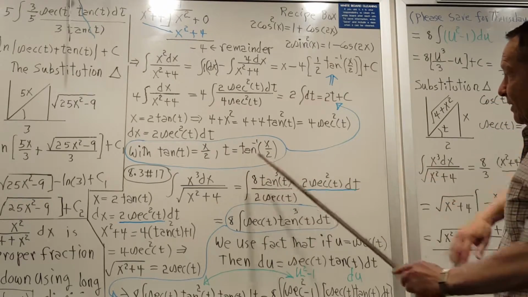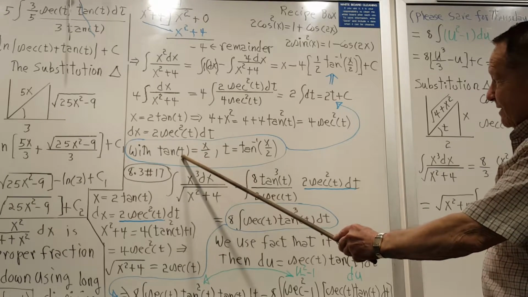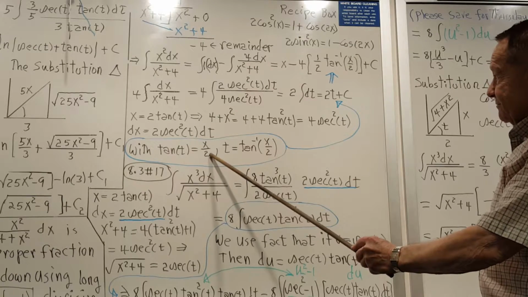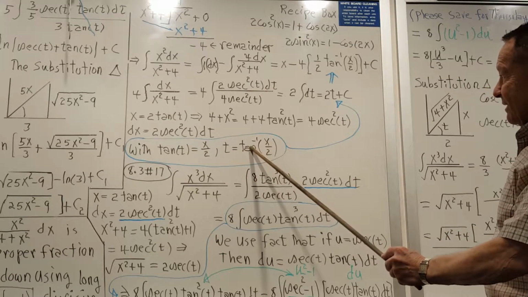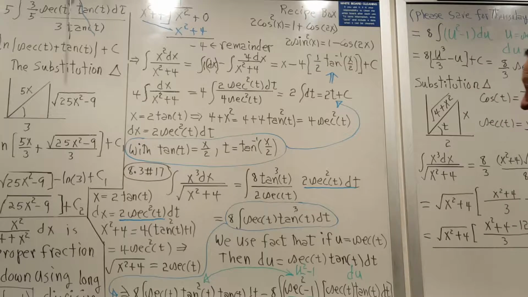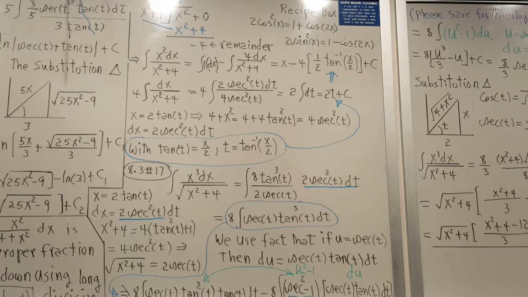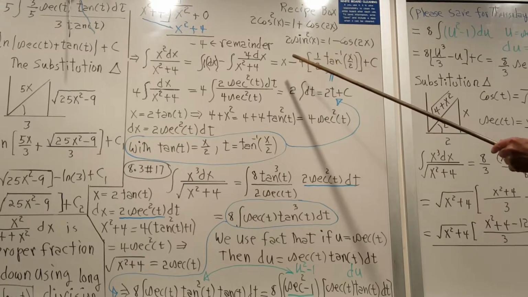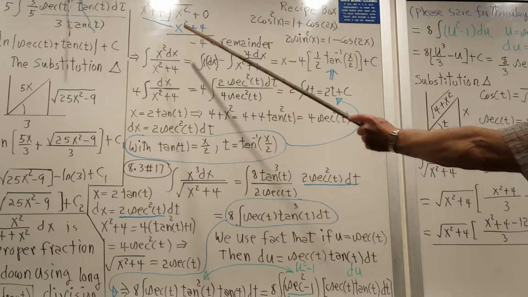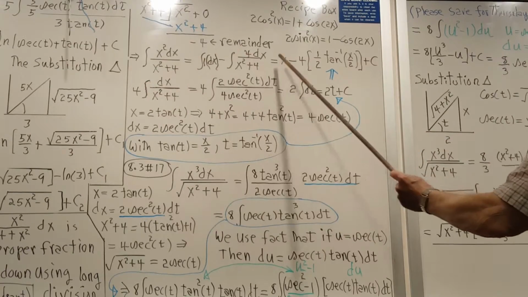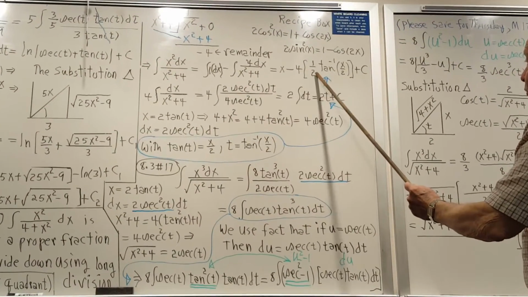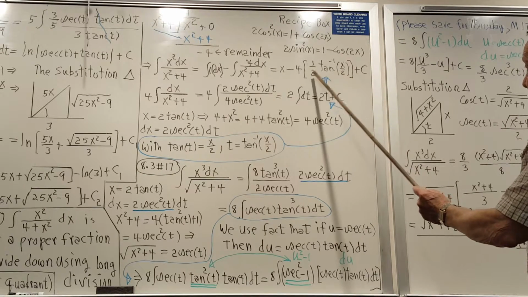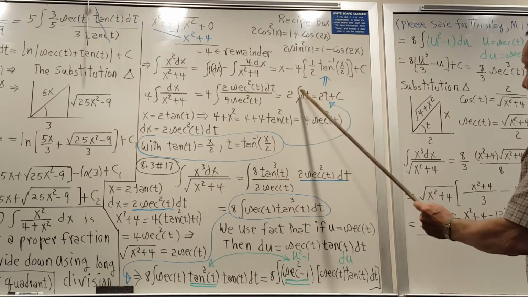and then where tangent t is x over 2, t is going to be the arctangent. So you're going to end up with 1/2 arctangent x over 2. The 2 into the 4 goes 2.